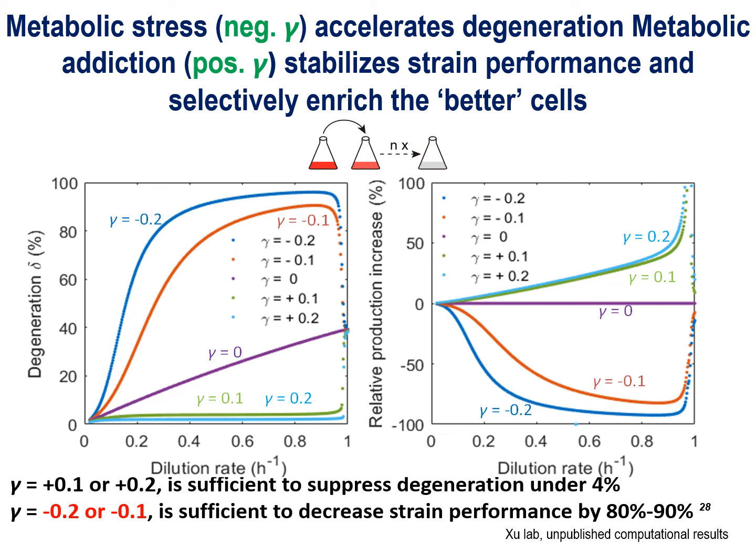So the reason we built this model is that we want to emphasize that metabolic addiction is very important if you can link your final product to the growth fitness. In the CSTR, you can selectively enrich the cells which grow better, which correspondingly can perform better, making more products.